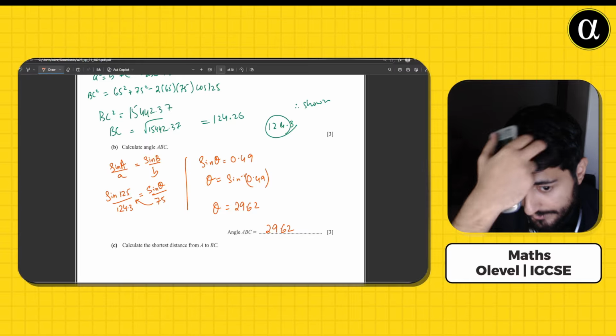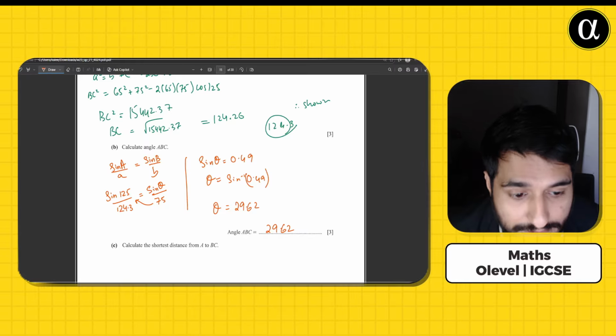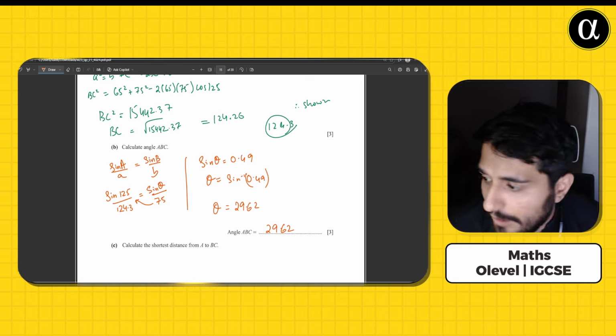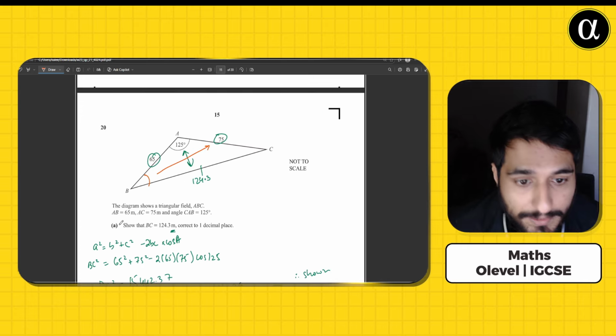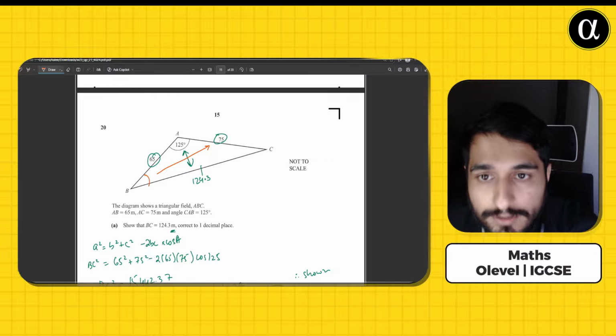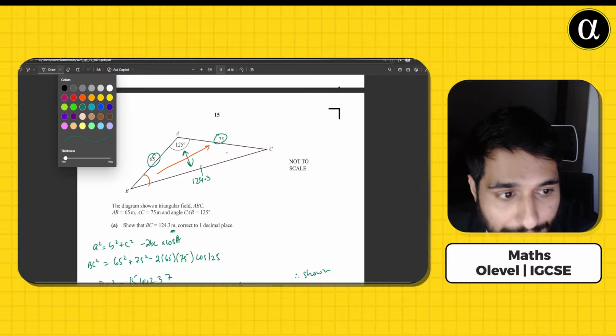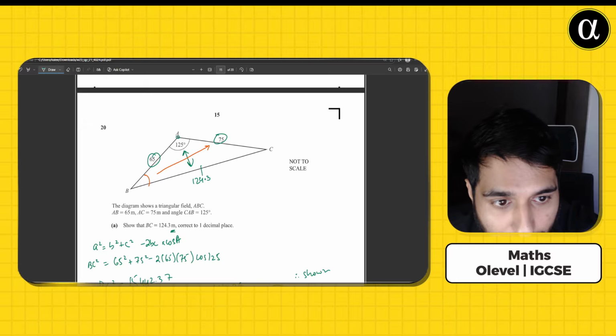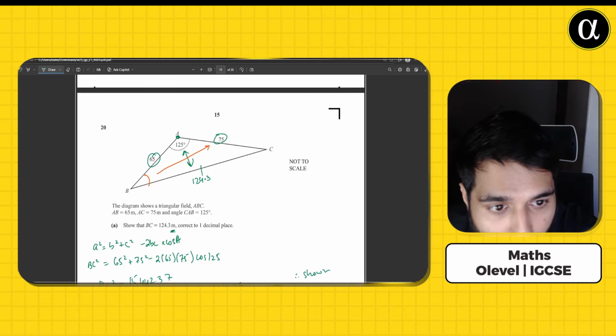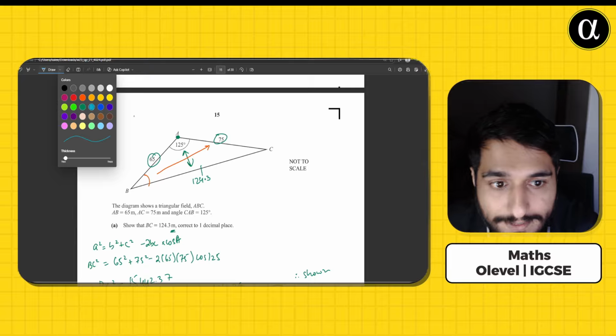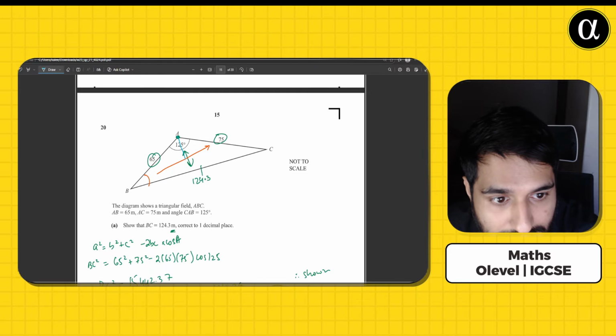Let's discuss it further. Part C says calculate the shortest distance of A to BC. Now, how do we calculate this? Let's have a look. The shortest distance from A to BC is basically going to be from this point up until any point on BC that is shortest. But keep in mind, the shortest is always formed at 90 degrees to the line. So the line was BC, so this should be 90 degrees over here.